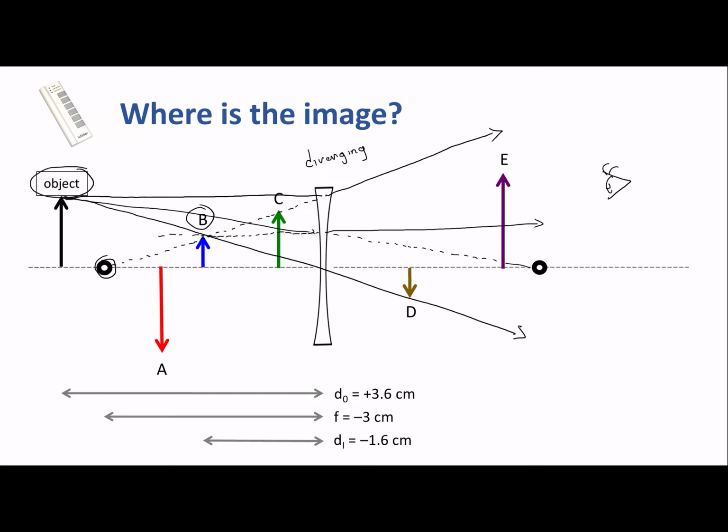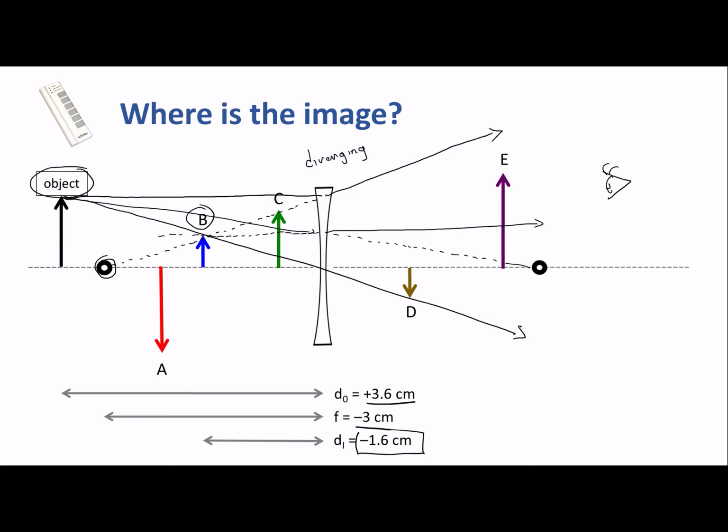So let's actually give us some numbers here to work with. Let's say the initial object distance is plus 3.6 centimeters. The focal length, again, it's a diverging lens, which has a negative focal length. That's critically important. I can't lose that negative sign. Minus 3 centimeters.